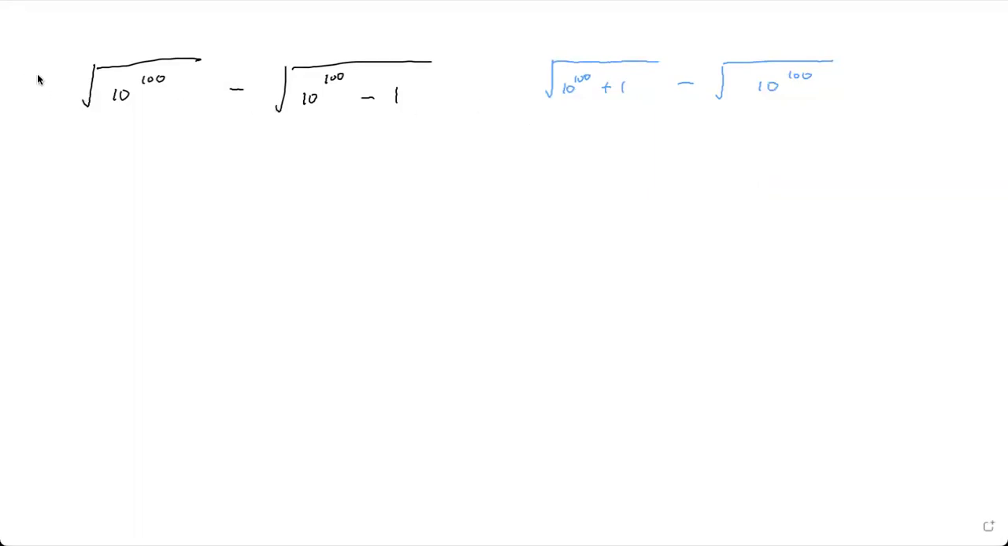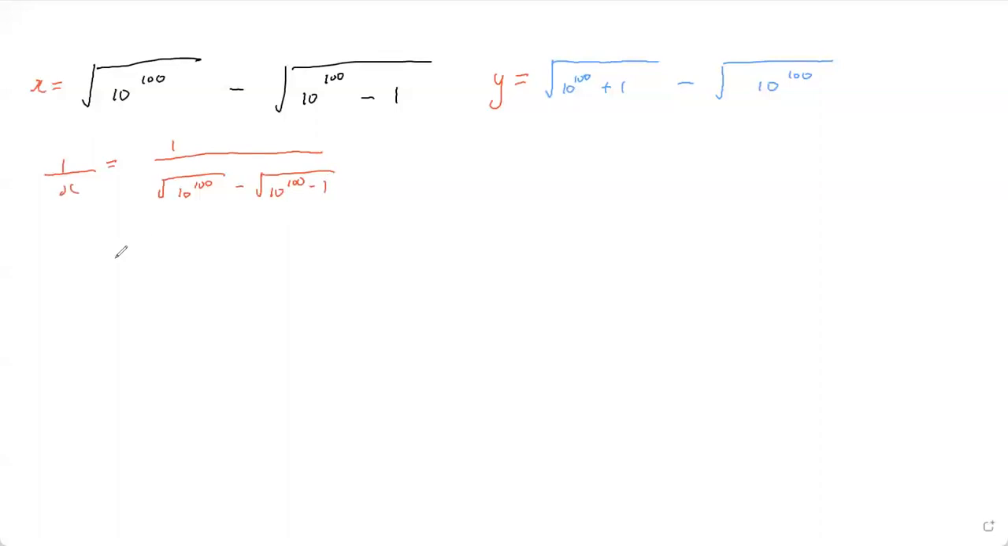First of all, I'm going to let the number on the left be x, all right? And the number on the right be y. So 1 over x will be 1 over square root of 10 to the power of 100 minus square root of 10 to the power of 100 minus 1.